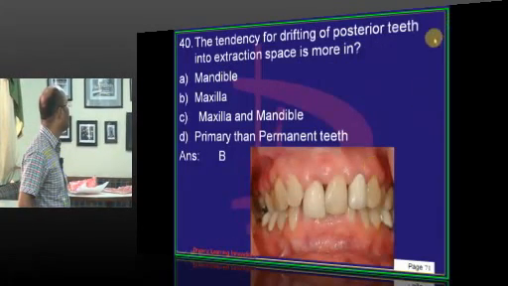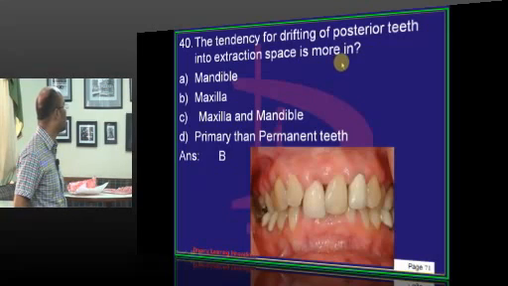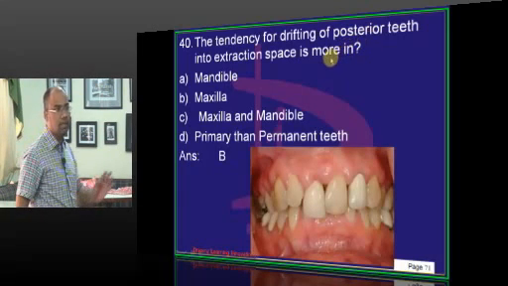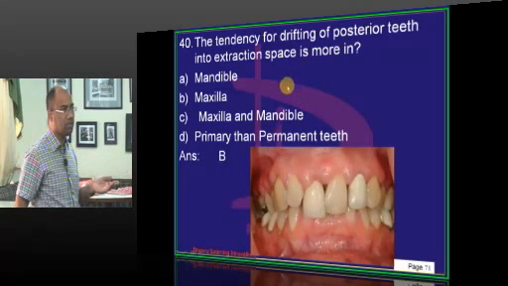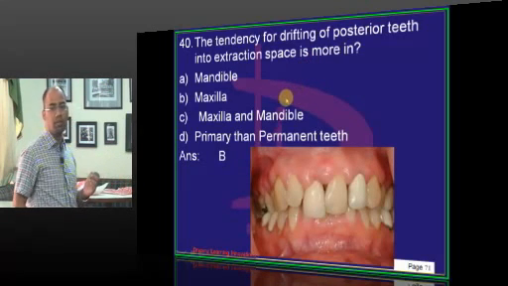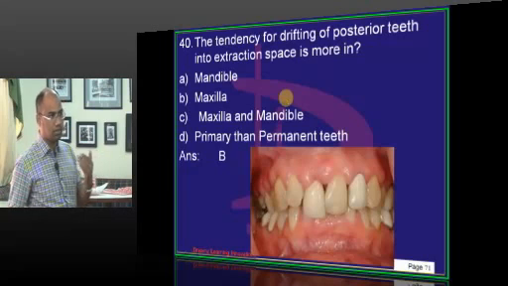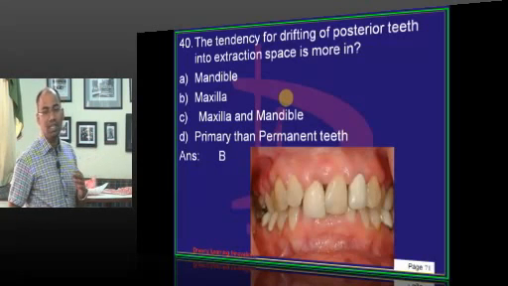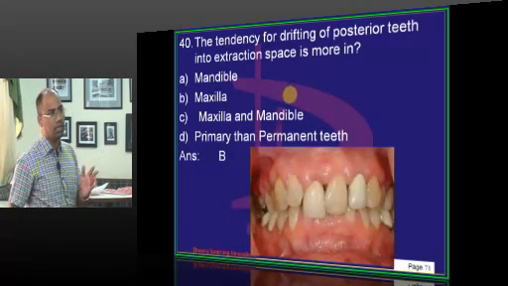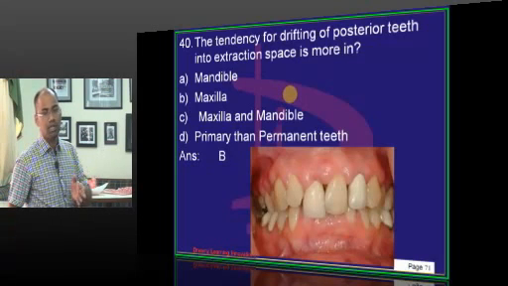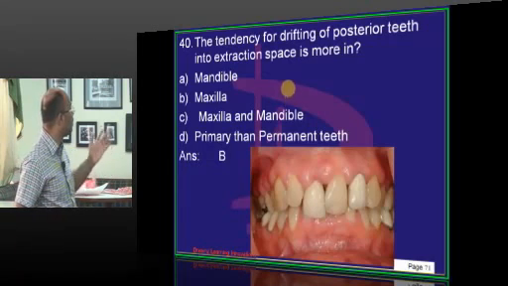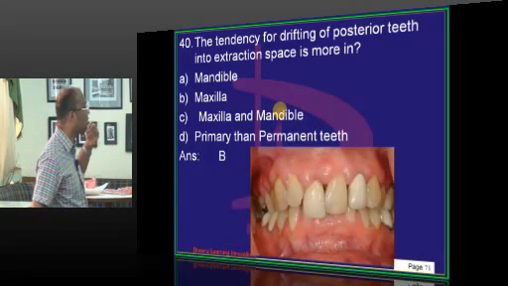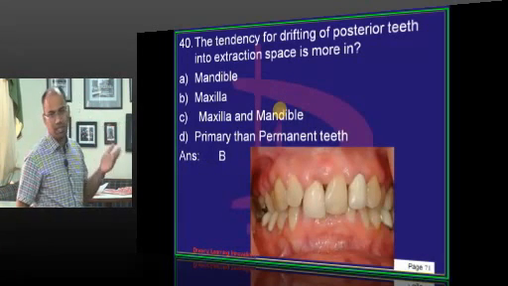The tendency for drifting of posterior teeth into the extraction space is more in... if one tooth is lost, drifting will occur, mesial migration will occur. We all know there is a phenomenon called physiological mesial migration of the teeth, because of the inclinations and the angulation of the eruption of the teeth. There is some amount of physiological mesial migration. So whenever a tooth is lost, the drift will be into the extraction space.